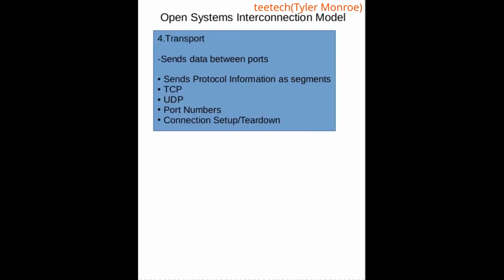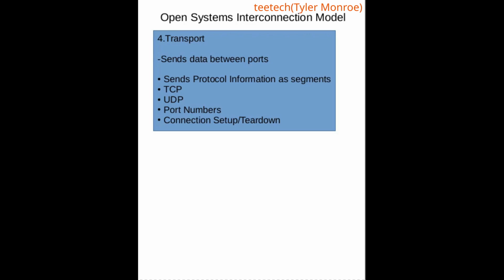Layer 4, this is where things start to really get interesting. This is the transport layer. Its job is to send data between ports. Now those numbers at layer 7 we saw to the right of the protocols, those were the port numbers. And the port numbers identify the protocol with the client software like Firefox and the web server.